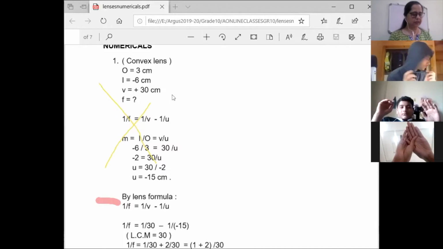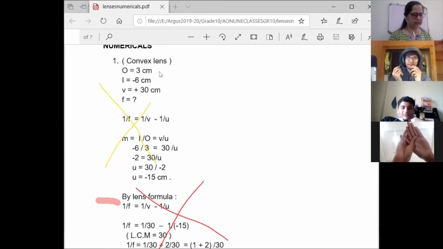The height of the object is 3 centimeter. So the length of the candle is the height of the object.